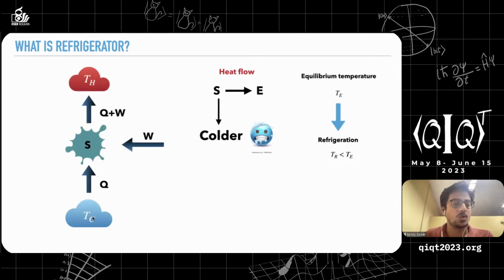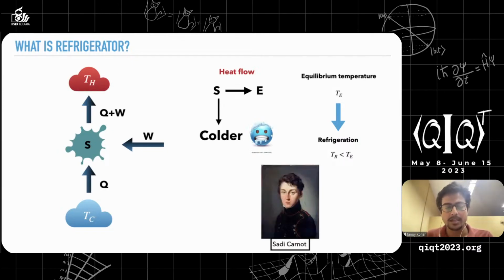Now, the usual refrigerator is an engine where the system is connected to two baths, one colder and one hot, and some work has to be done which takes out the heat from the cold bath and deposits it in the hot bath. In between, the system gets colder. This kind of system was first described by Sadi Carnot. This is the usual refrigerator.